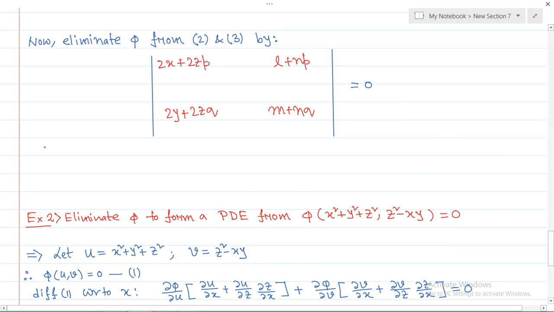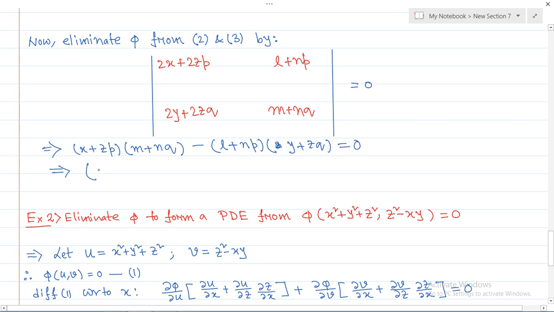So we have here 2, we can cancel out. So x plus zp multiplied with m plus nq, minus l plus np multiplied with, 2 is already cancelled out, y plus zq, this is equal to 0. So you just open the bracket, multiply, and do the simplification.